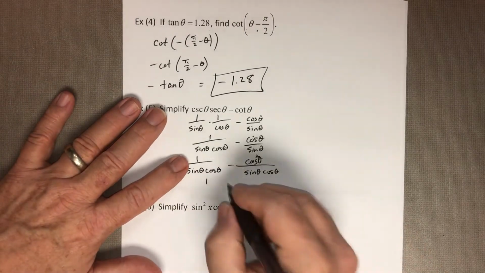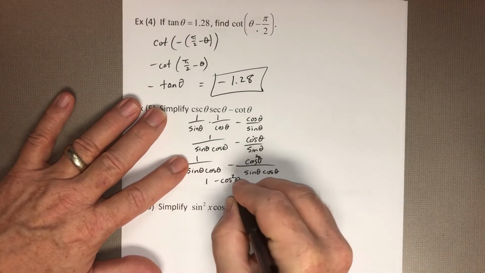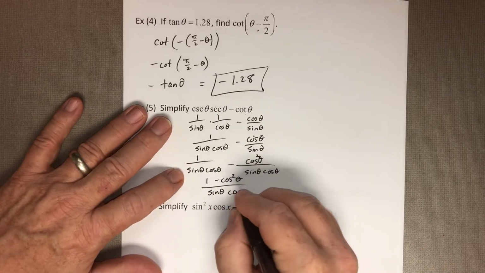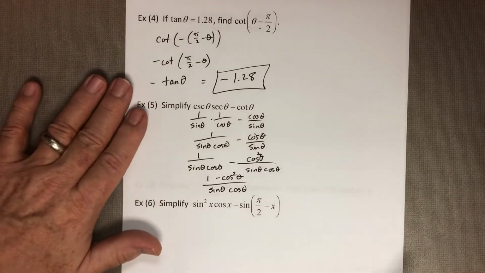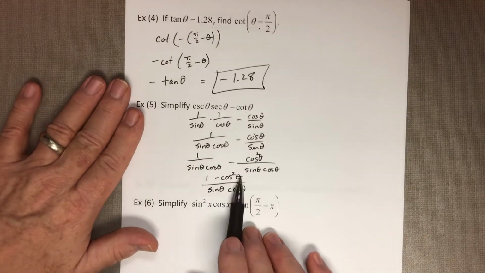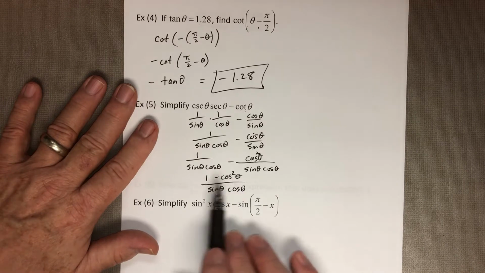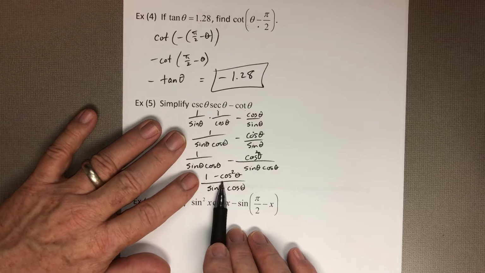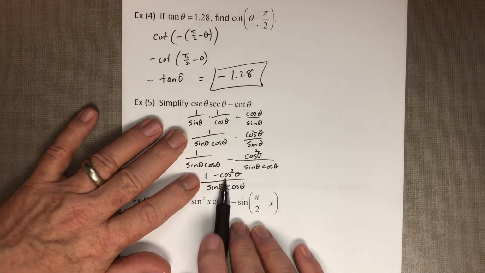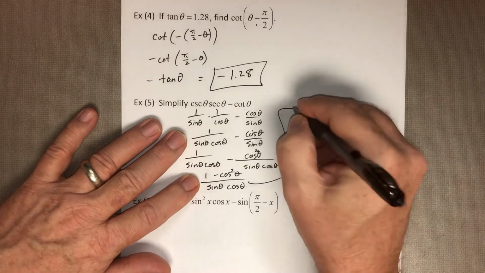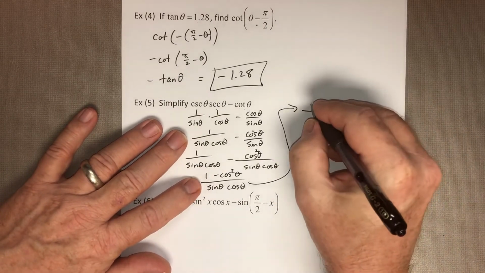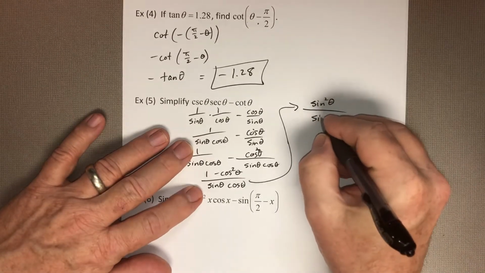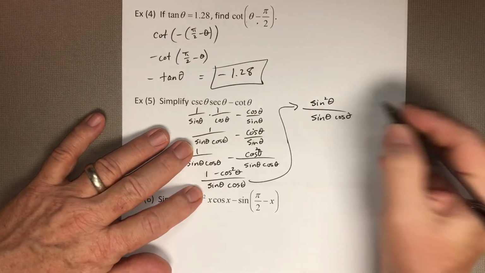All right, and now I can combine these two fractions into one. My numerator would be 1 minus the cosine squared of theta. My denominator would be the sine of theta times the cosine of theta. And now, anytime you see 1 minus either the sine squared of theta or the cosine squared of theta, you should know that that's equal to either the cosine squared of theta or the sine squared of theta, and this one is the sine. So that numerator is simply the sine squared of theta divided by the sine of theta times the cosine of theta.